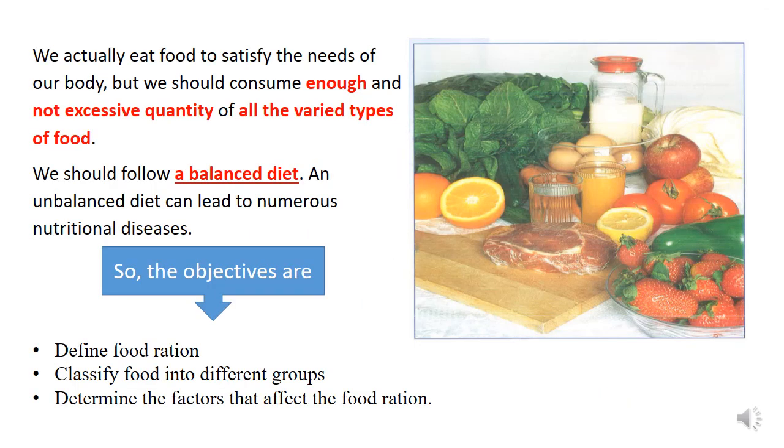We eat food to satisfy the needs of our body, but we should consume enough and not excessive quantity of all varied types of food. So we should follow a balanced diet, since an unbalanced diet can lead to numerous nutritional diseases. For that, the objectives of our activity today are, first, to define the food ration, second, to classify food into different groups, third, to determine the factors that affect the food ration.